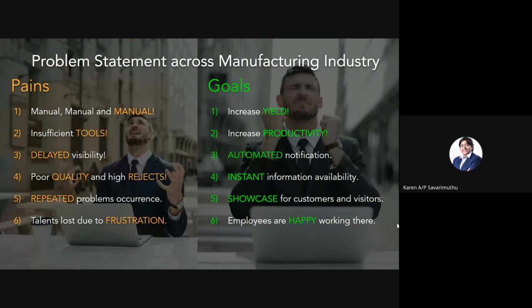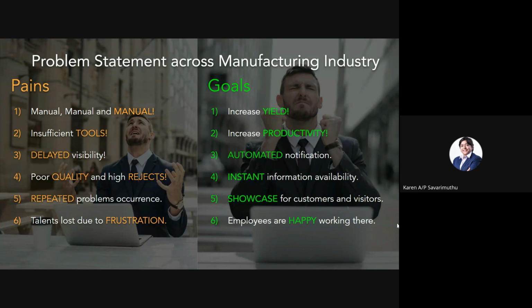Okay, so to understand this, there are a lot of goals this manufacturer sets. Of course, to increase the yield. That's how they can increase their business. And how they can increase the productivity. And to work smart, how they can automate a lot of notifications. Okay, and how they can get instant information on the spot. Instant. That's like real-time engineering.